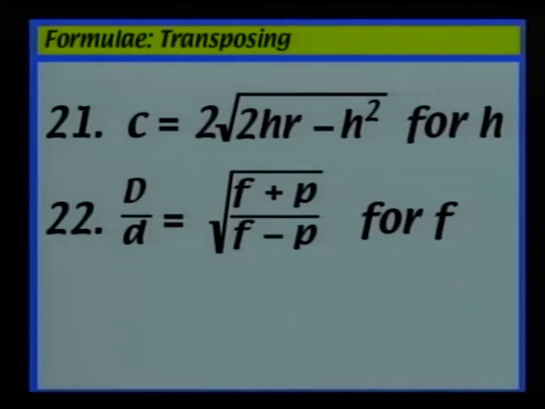No, this is square root already. You can find the square root again. Opposite of square root is? What's the opposite of square root? Square. So instead of that sign, you square. D squared over d squared.